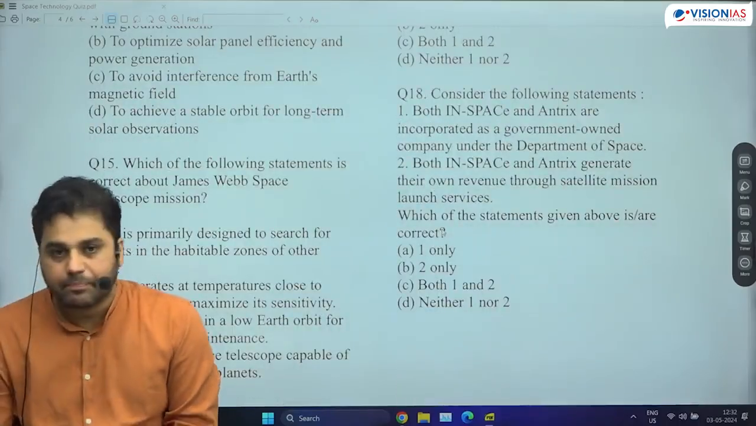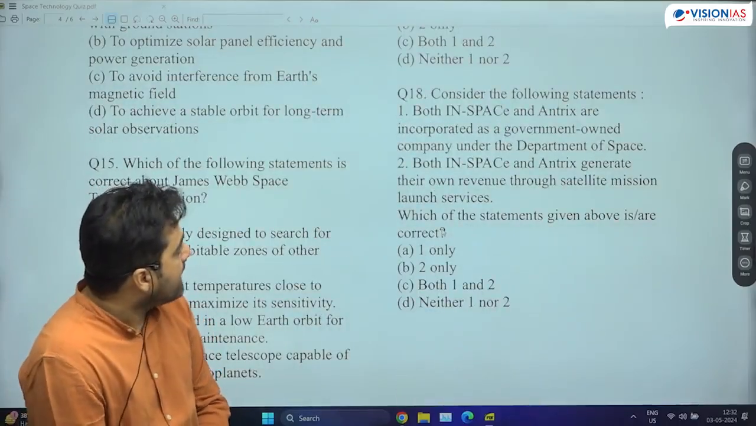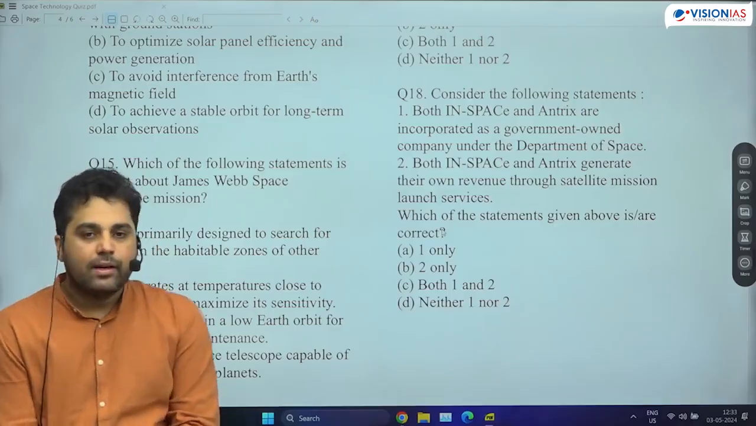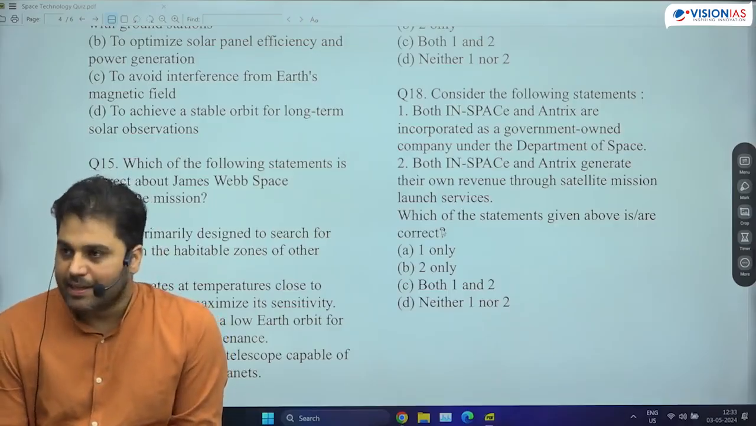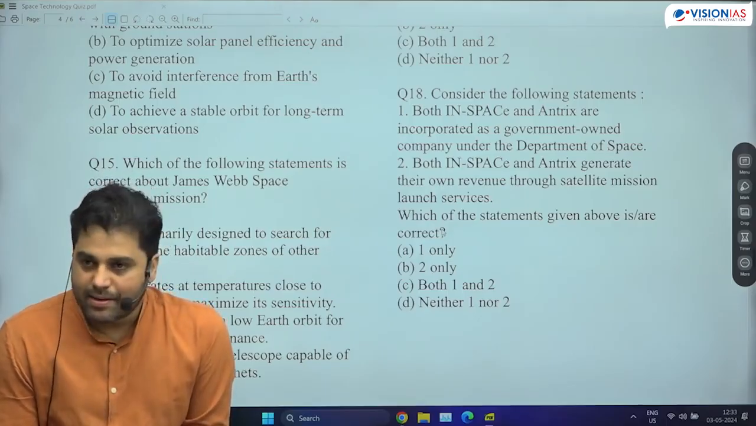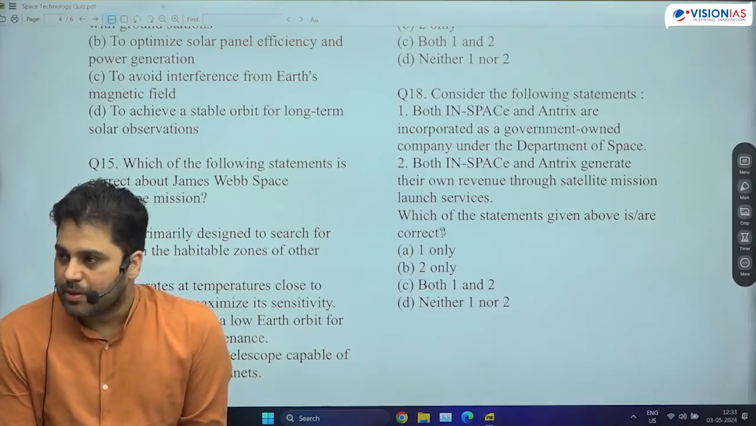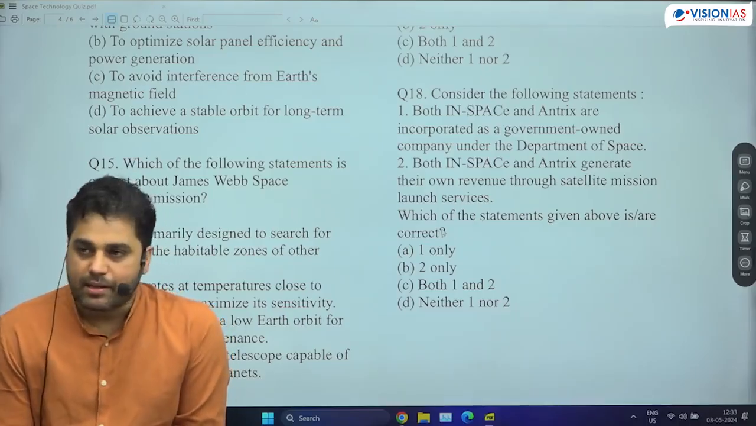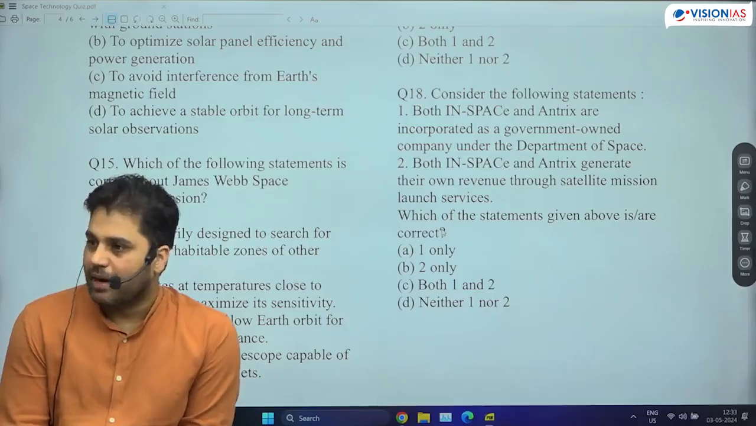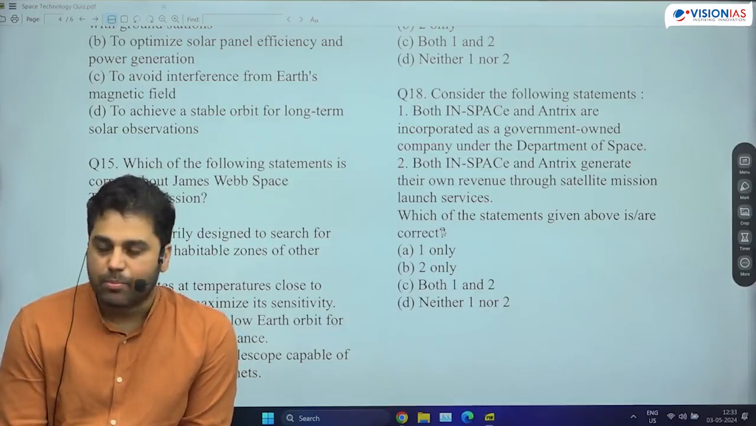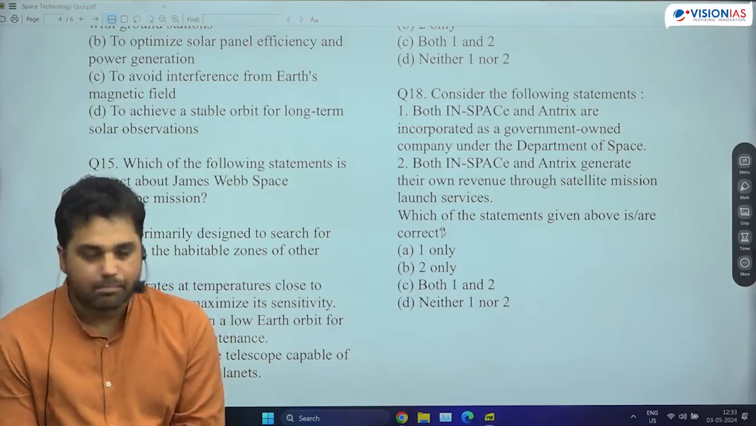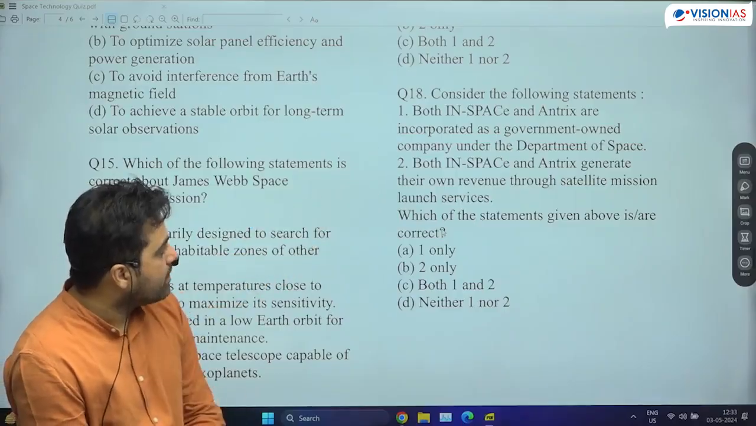Question 18. Both InSpace and Antrix are incorporated as government-owned company under Department of Space. Now, if we write NSIL instead of InSpace, it would be a correct statement. Both New Space India Limited and Antrix Limited are incorporated companies, but InSpace is a regulatory body. Regulatory bodies are not incorporated as a company. RBI, SEBI, they are not incorporated as a company. But NTPC is incorporated as a company. Similarly, InSpace is a regulatory body.